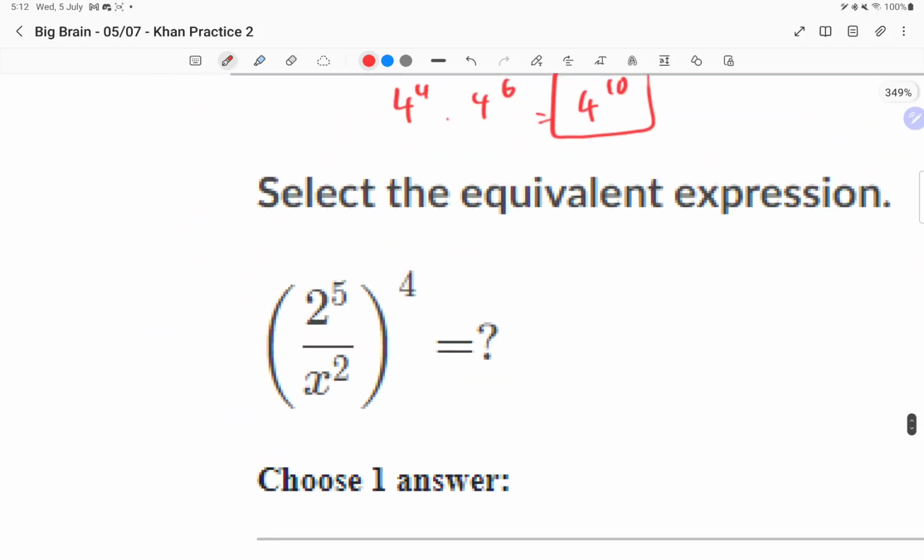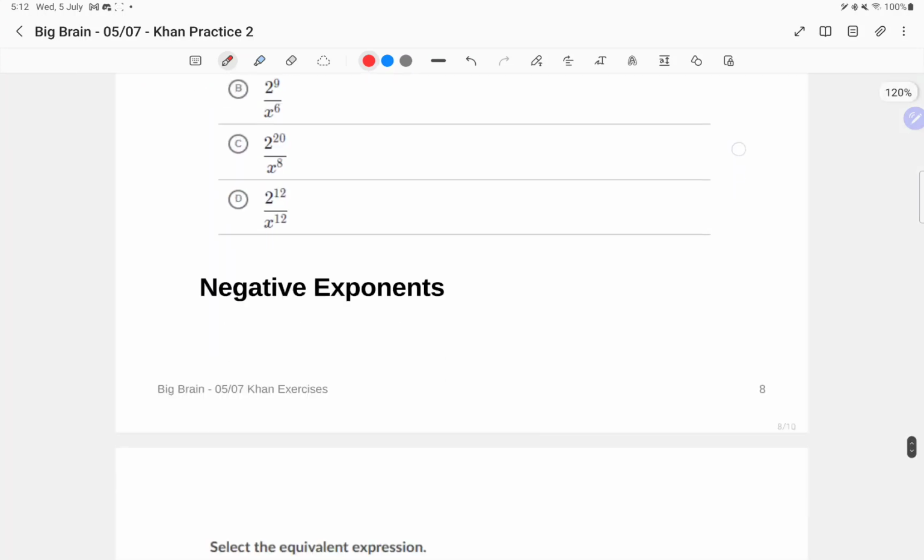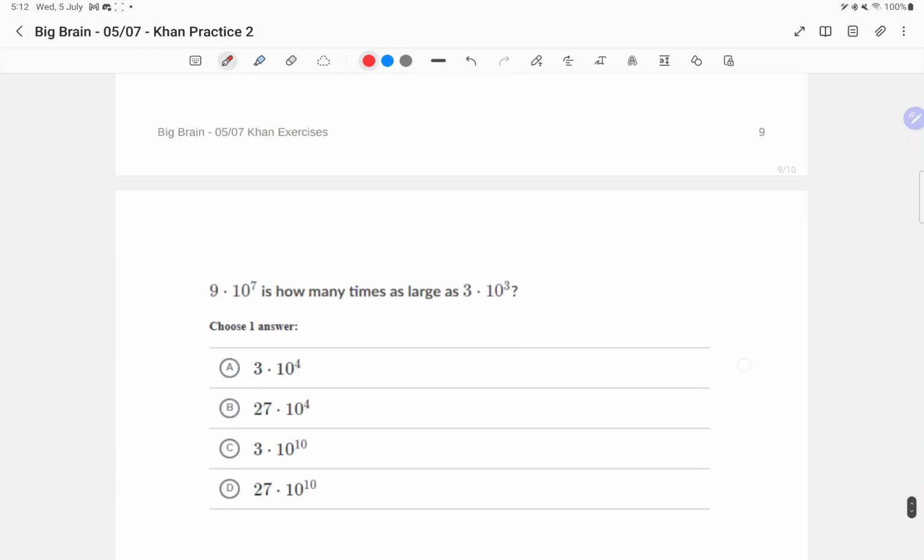Same thing here. Remember I said earlier, if you have a fraction, you just distribute the power into each of the powers in the fraction, right? And power in the power means you multiply. So that'll be 2 to the power 20 over x to the power 8. Make sense? Yeah? No questions? No? Okay. So that's how you deal with power in the power, right? And then I think a few last things.